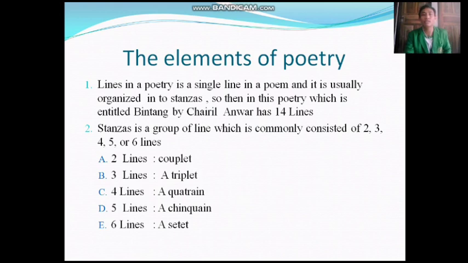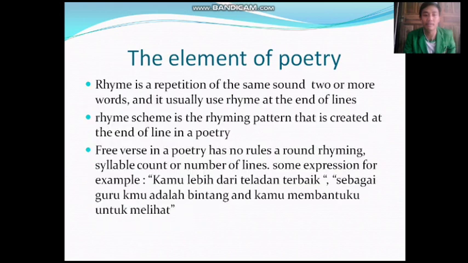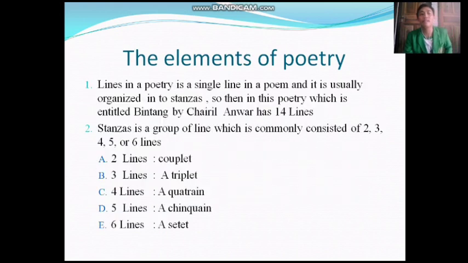Let's discuss the first element of poetry. The first one is line. A line in a poem is a single line, and it is usually organized in stanzas. In this poem, entitled Bintang by Chairil Anwar, there are 14 lines, as you can see by yourself right there. Let's continue to the second one.